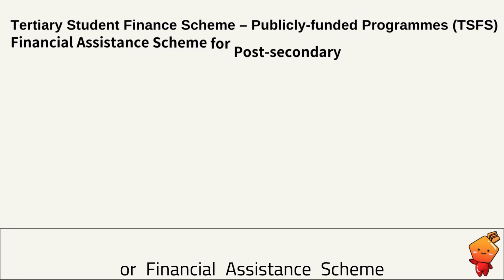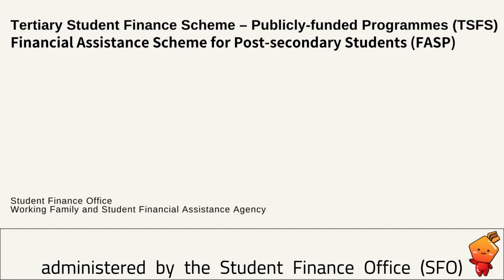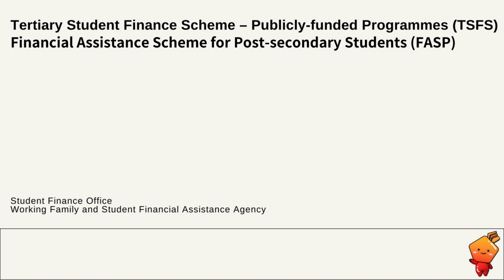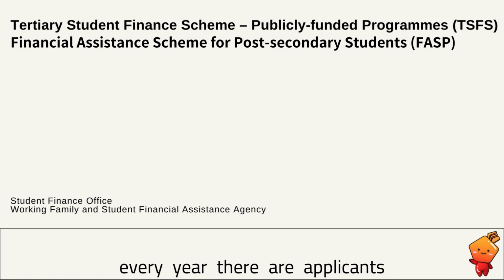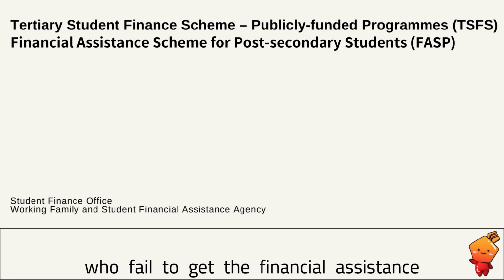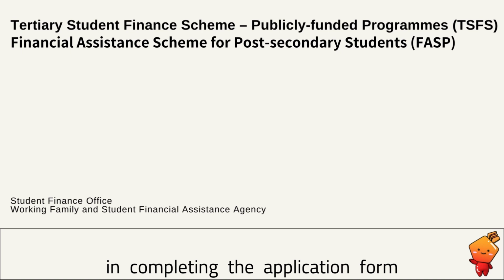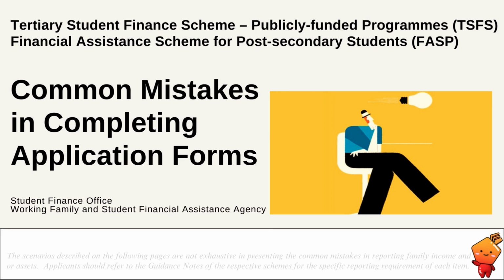or financial assistance scheme for post-secondary students administered by the Student Finance Office of the Working Family and Student Financial Assistance Agency. While most of the applications are successful, every year there are applicants who fail to get the financial assistance because of their mistakes in completing the application form. To help you with your application, we are going to highlight some of the common mistakes.